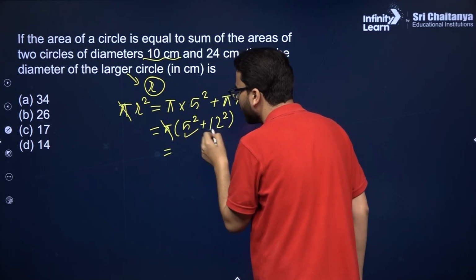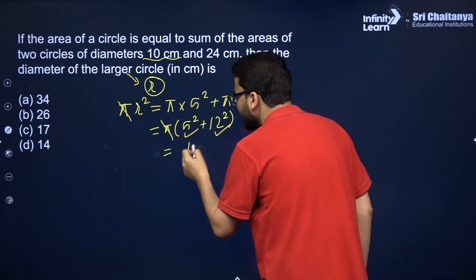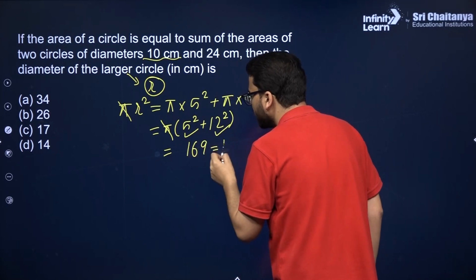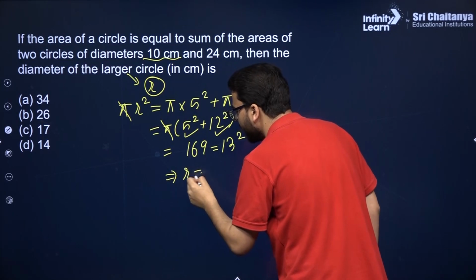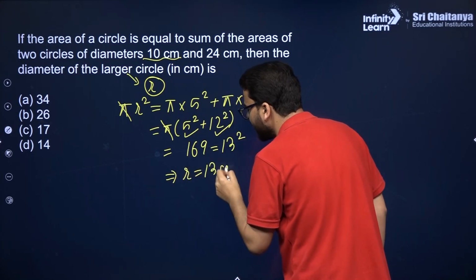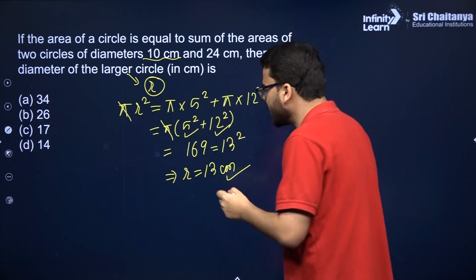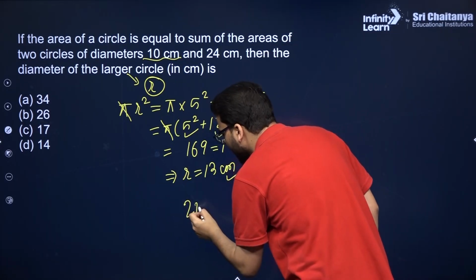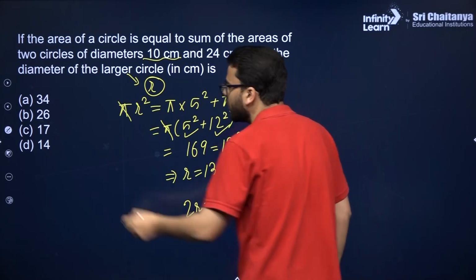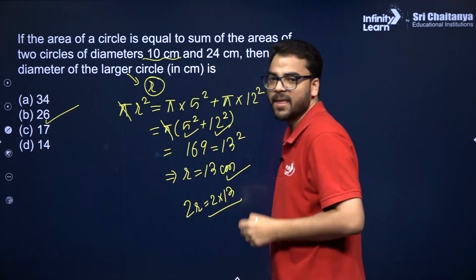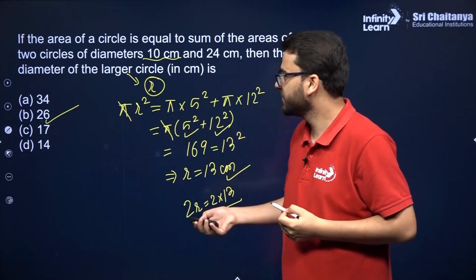Now this is nothing but 25 plus 144. So that is equal to 169 and that is equal to 13 square. So you can say that the radius of the new circle over here or the larger circle is 13 centimeter. So what is the diameter of that circle? Diameter is 2 times of the radius. So that is 2 into 13 centimeter and you can say it is equal to 26 centimeter. I hope this question is clear to you. Let's take the next MCQ.